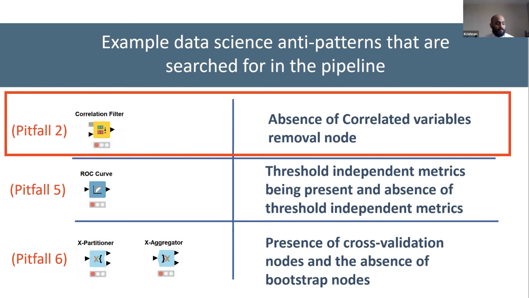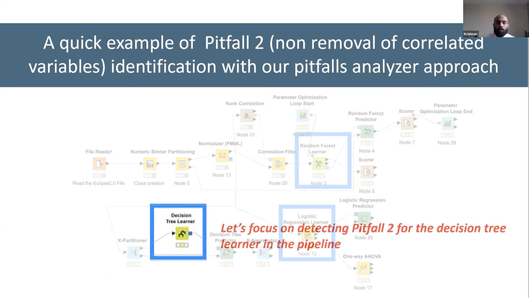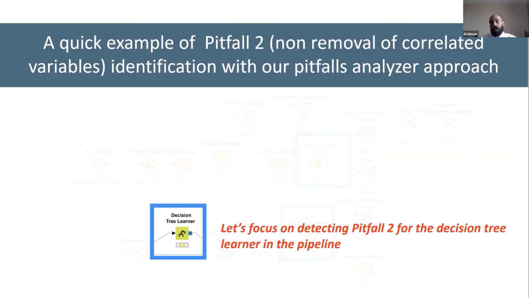Let's focus on how to identify the correlated pitfall by considering this example. This is a quick example pipeline which I built for one of my data analytics purposes, and it has 3 learners in it, and we want to see if these learners suffer from pitfall number 2. For the purposes of this presentation, let me focus on the decision tree learner node. When you drag and drop the pitfalls analyzer component, it does the analysis for each learner.